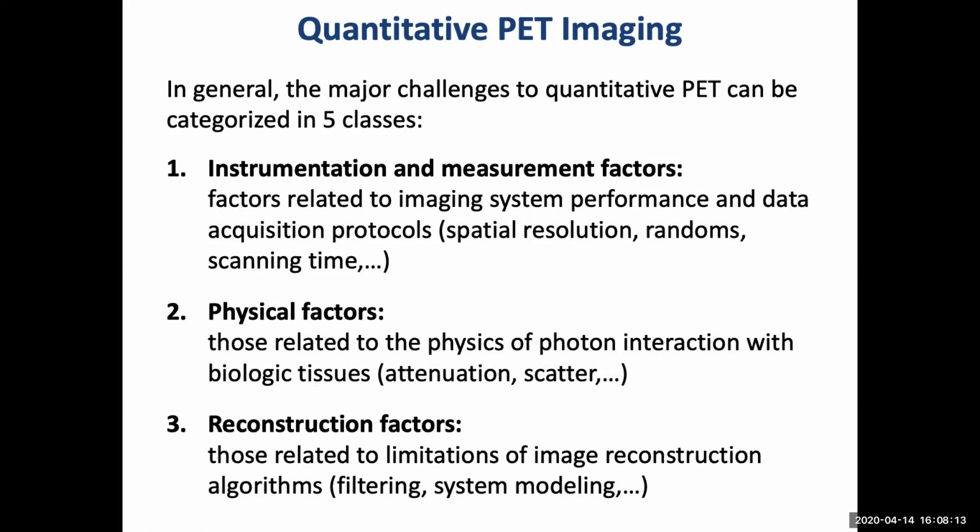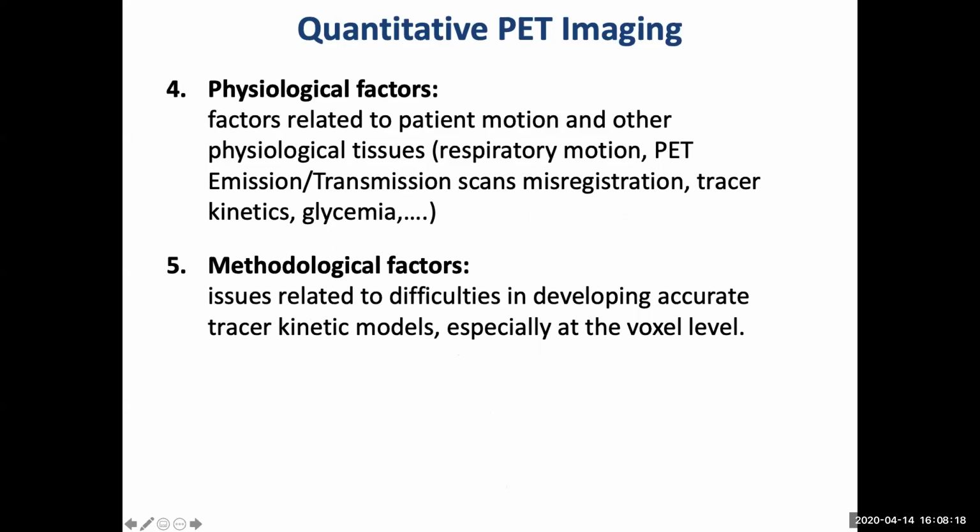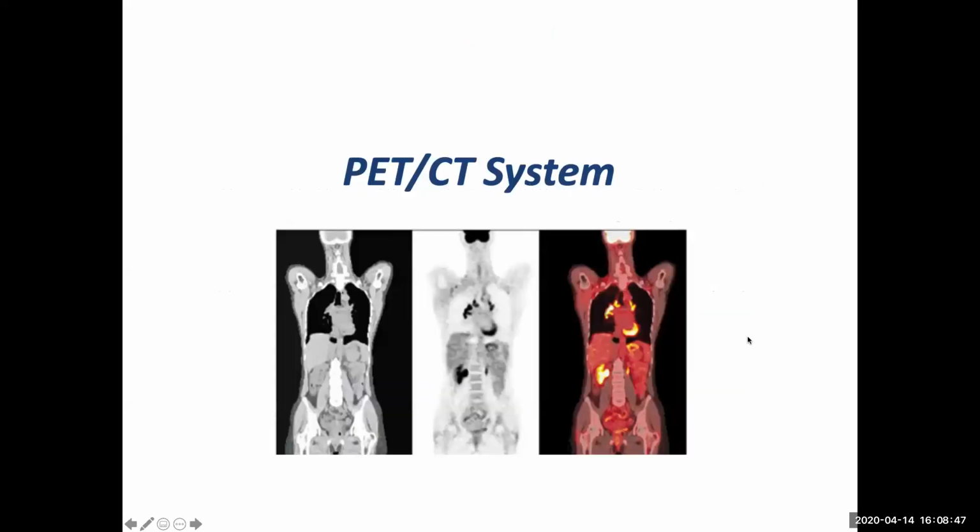Reconstruction factors, like filtering and system modeling, are all reconstruction parameters. We also have a category of physiological factors related to patient motion and other physiological tissue effects, such as respiratory motion, PET imaging transmission scan, misregistration between PET and CT, tracer kinetics, and so on. Methodological factors are issues related to difficulties in developing an accurate tracer kinetic model, especially at the voxel level. So these are all limitations for quantitative PET imaging.